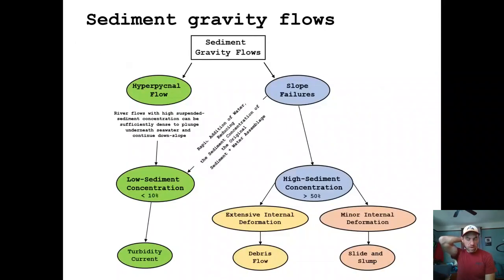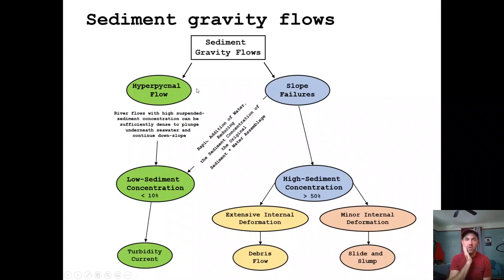And so to give you a little bit of terminology and almost like a flow chart, if you will, of how we determine what kinds of sediment gravity flows we're dealing with from a process standpoint, there are two sorts of initiations of sediment gravity flows. The first one being a failure of a slope, and the second one being what's called a hyperpycnal flow.